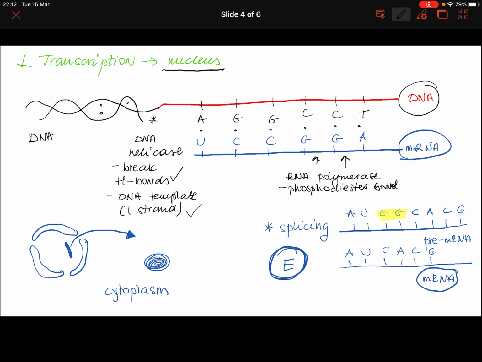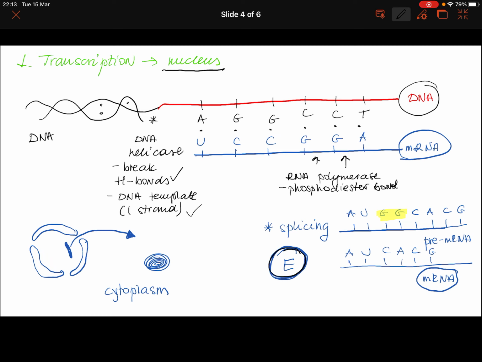Complementary base pairing now takes place between exposed DNA bases and the mRNA nucleotides, in the manner where adenine binds with uracil and guanine with cytosine. The hydrogen bonds are reformed between the complementary bases, but what joins the mRNA is the RNA polymerase enzyme, which allows the formation of phosphodiester bonds between mRNA nucleotides.